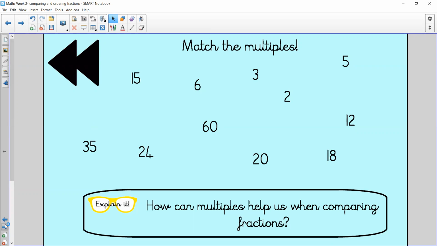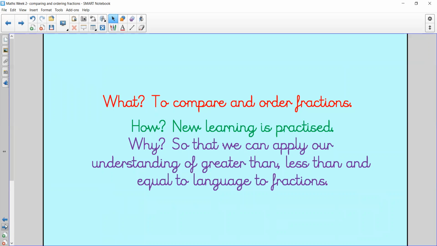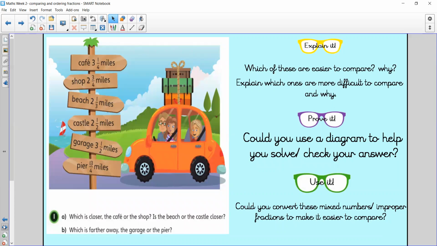So let's get started then. Today we are going to be comparing and ordering fractions. We're going to continue with this new learning, and why? So that we can apply our knowledge of greater than, less than, and equal to language to fractions. So that's the same as what we were doing yesterday. We're just going to have another day of practising, and I'm going to try and challenge your brains a little bit more. Okay, so first question here then.